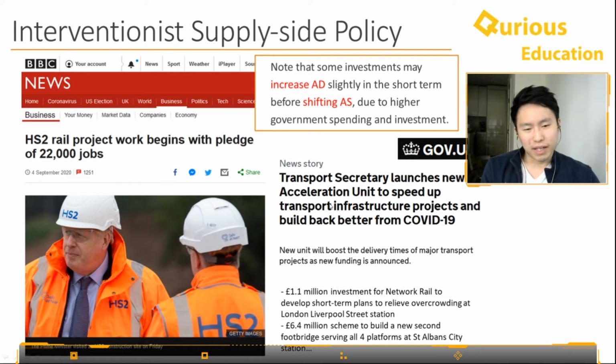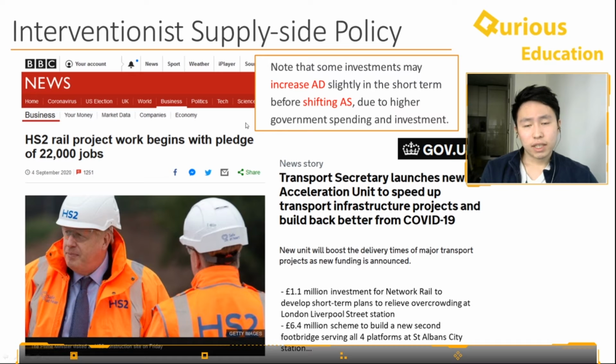Some students might be slightly confused, because some of these policies might also actually increase demand in the economy. What I mean by that is, when you build a new runway or a new road, you would be increasing the demand for concrete, for example, or the demand for raw materials and the demand for labor in order to build those new roads.